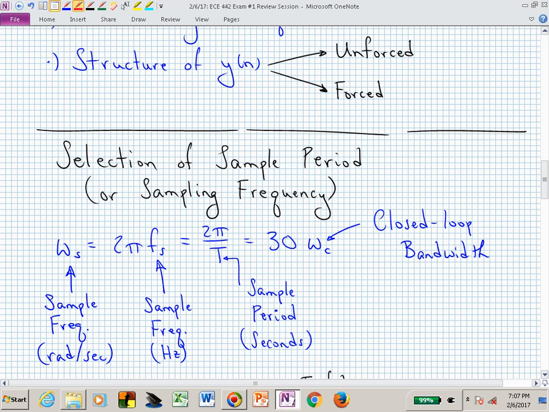Sampling frequency, or the sample period. How do you find it? What did I say this first equation you needed to remember for at least a few years until you retire, right? Omega sub s is equal to 2 pi f sub s, and f sub s and capital T are reciprocally related. Meaning, if somebody gives you the closed loop bandwidth, omega sub c, 30 times that will give you omega sub s. And from that, you could now find capital T or f sub s, either the sample period or the sampling frequency.